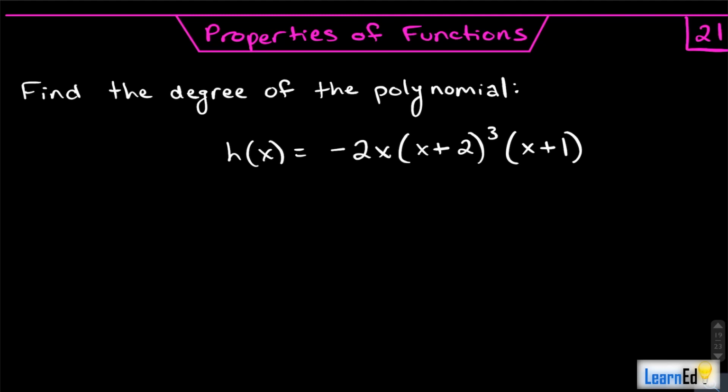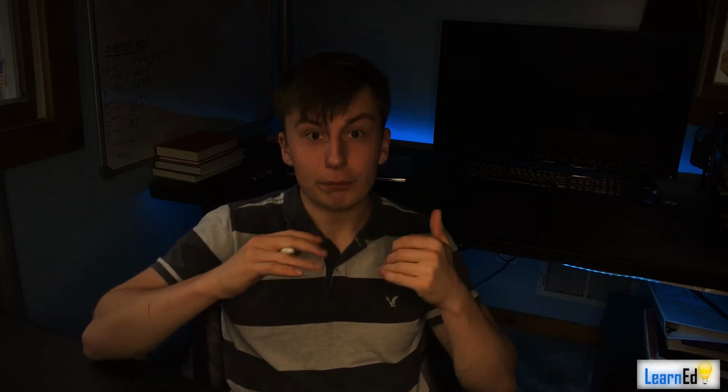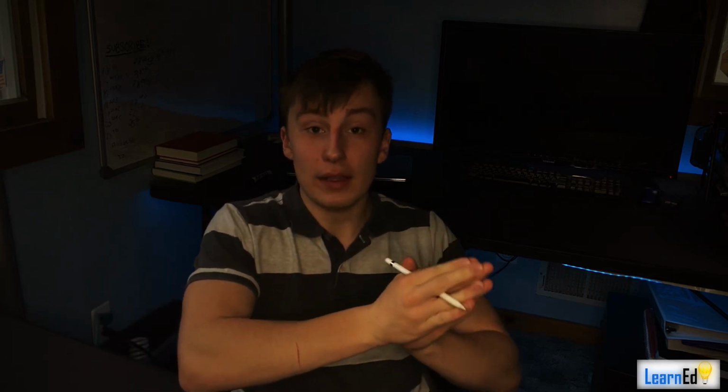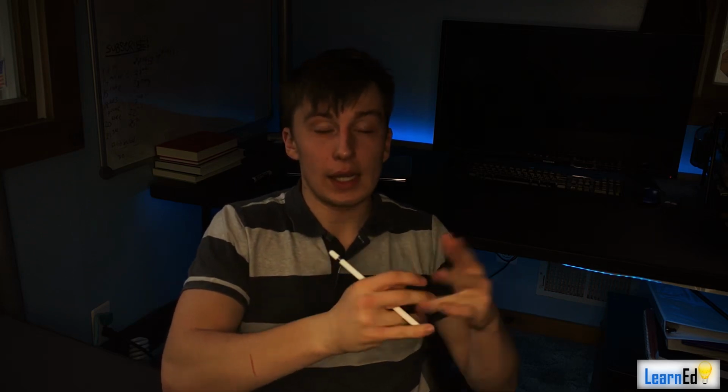All right, so properties of functions. We want to find the degree of the polynomial h of x equals negative 2x times the quantity (x plus 2) cubed, multiplied by (x plus 1). So what is the degree of a polynomial? Remember we talked about this previously, quite a few problems ago. The degree of a polynomial is the highest power in that polynomial. So if we have a polynomial whose highest power is x to the 5th, well, now we know the degree of that polynomial is 5.